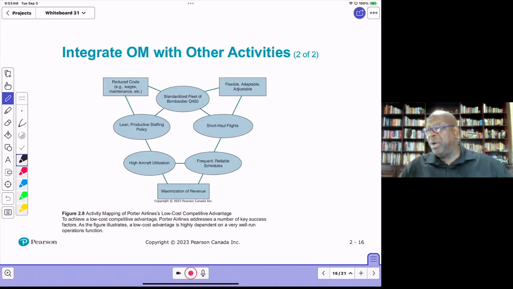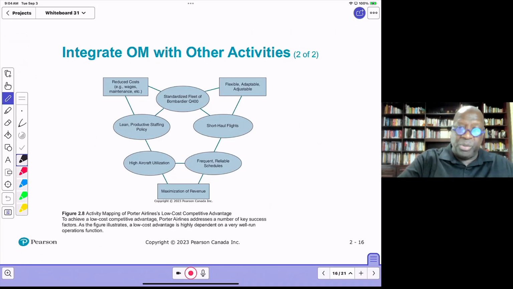So integrating OM with other activities. So here's an example for an airline, Porter Airlines. So it has a standardized fleet of Bombardier Q400. These are essentially Dash 8s. And then it does short haul flights, frequent reliable schedules, high aircraft utilization, and lean productive staffing policy. So these things sort of mutually reinforce each other.